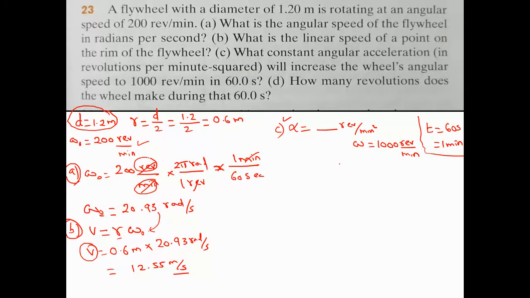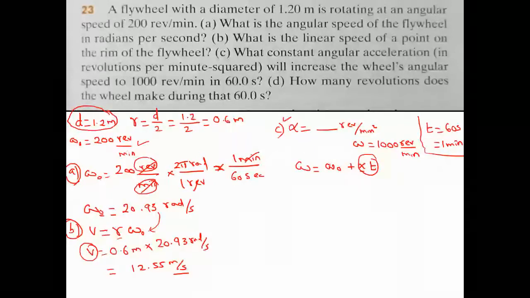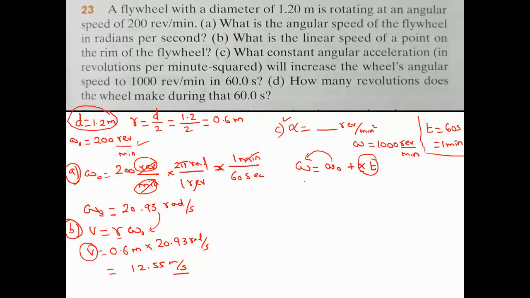Am I right? Okay, now I'm going to use our first equation. What is our first equation? Omega is equal to omega naught plus alpha t. So we are going to find our alpha. I'm going to keep this term here and move the term to the left hand side. Therefore, alpha t is equal to omega minus omega naught. Therefore, alpha is equal to omega minus omega naught over t. Sorry, this is alpha, this is t. Am I right?